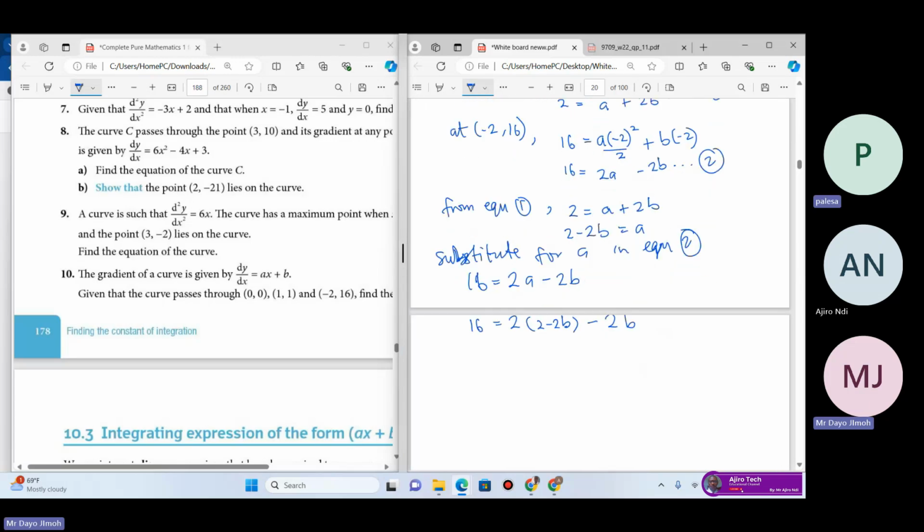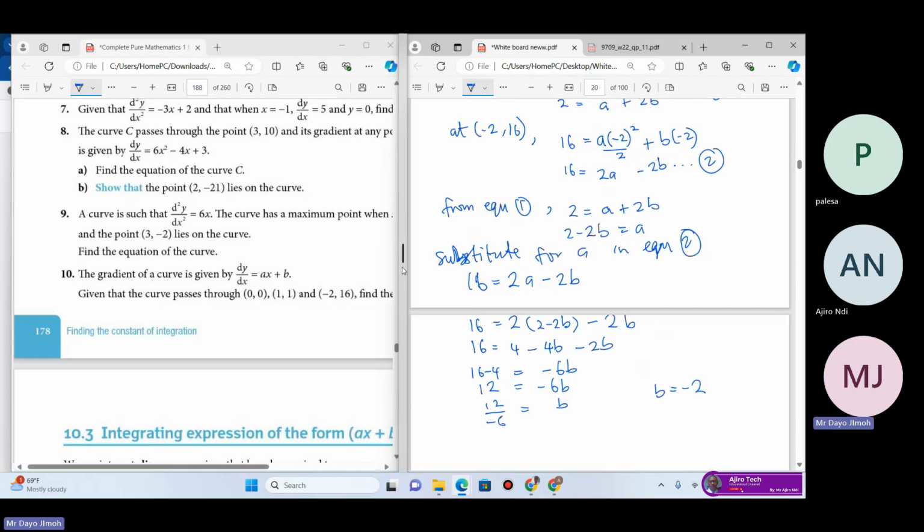So let me scroll up. Have you seen any error being made? Yes. All right, 16 equal to 2 times 2, 4. Minus 2 times minus 2, that's minus 4b. Then minus 2b. So that is 16 minus 4, and minus 4b minus 2b is minus 6b, isn't it? Yes. So this is 12 equal to minus 6b. B must be 12 over minus 6. So b is minus 2.